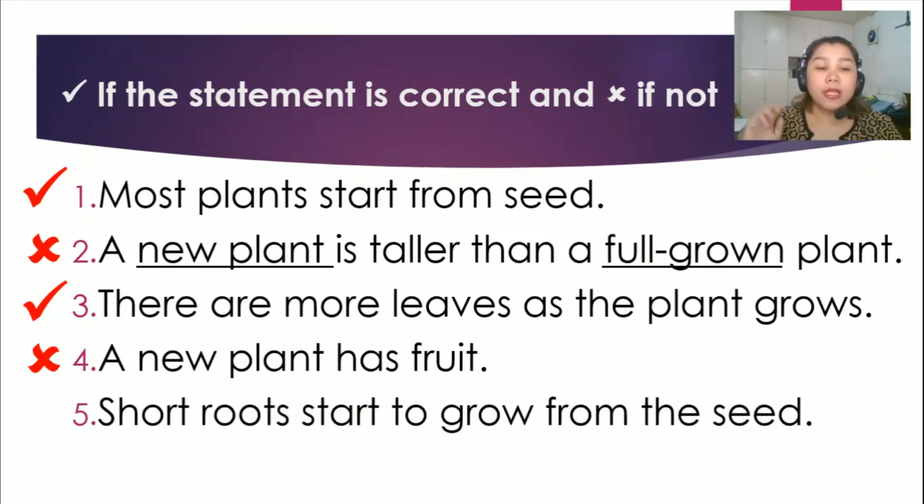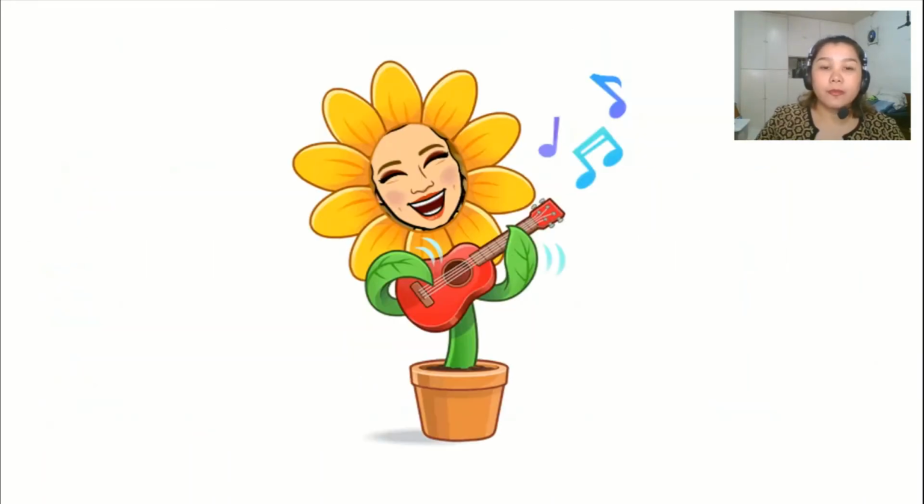And the last statement, short roots start to grow from the seed. So do you notice some roots when it was planted, yung maliit pa lang? Did you see roots starting to grow? If your answer is yes, then it's a check. So that is how we interpret or we state our observations based on how we see the growth of plants.